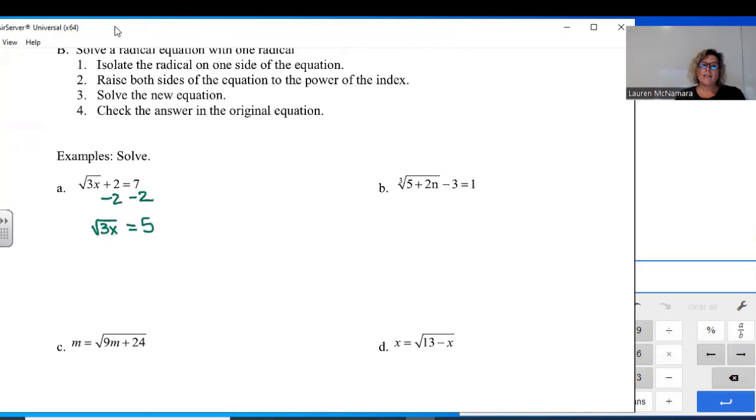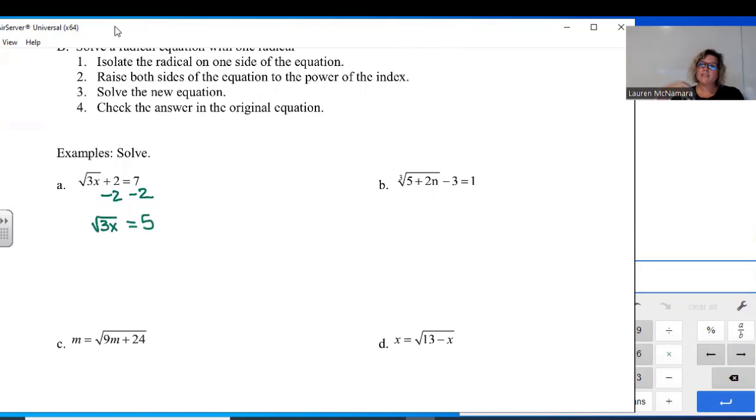Now, where is that variable at? It's underneath that radical. I want to get rid of that radical. So in the previous step, we had to subtract 2 from both sides. Whatever we do to one side, we have to do the same thing to the other side. Number 2 up here says, raise both sides of the equation to the power of the index. What is my index here? It's a 2 when it's not written there. But think about the fact that I want to get to what's inside the radical, so I need to get rid of my radical. I need the inverse operation.